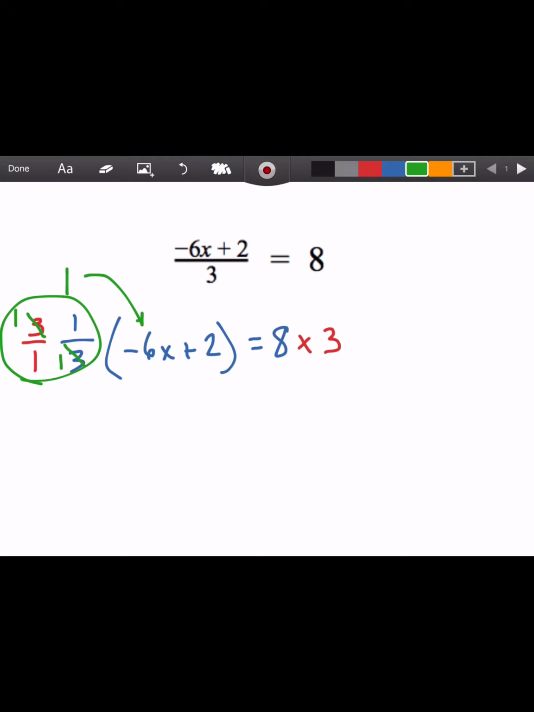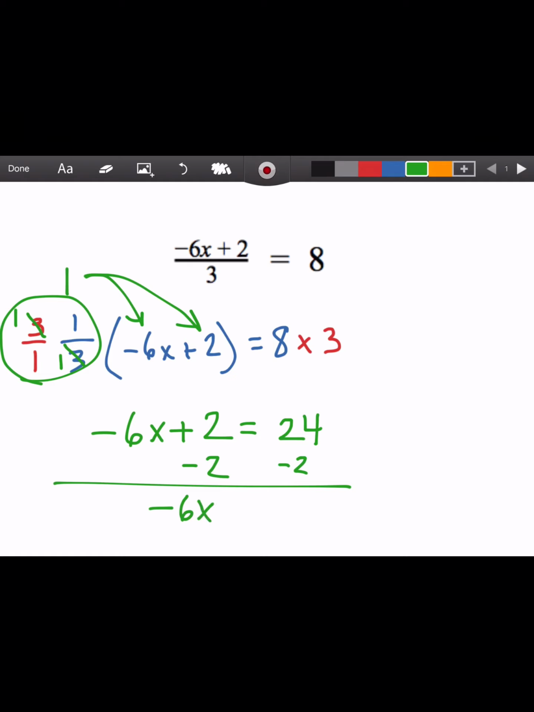And when we distribute 1, it wouldn't change the value. So when I multiply the left-hand side by 3, I'm left with negative 6x plus 2, and on the right-hand side I get 24, which is what we knew needed to happen. From here, it's just a solving problem as usual. We would subtract 2 from each side. I'd get negative 6x equals 22, and then I would divide by negative 6. That would leave me with x, and that is equivalent to negative 3 2/3.